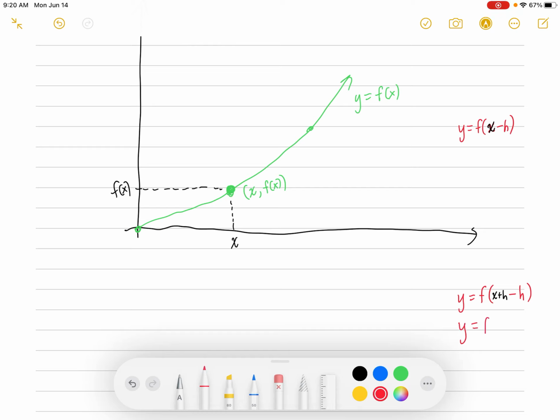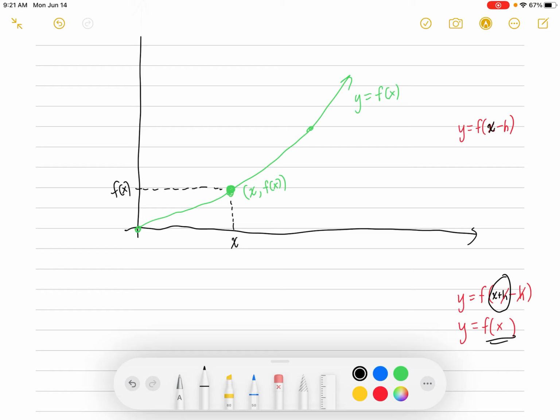So what actually happens now? What does the output become? What does the y value become? Well, what happens is the h and the minus h cancel, and I get the output as f of x. So in reality, into this new red function, I've put in x plus h. This is the input right here in black. X plus h is the input. And the y value, the output, is now f of x.